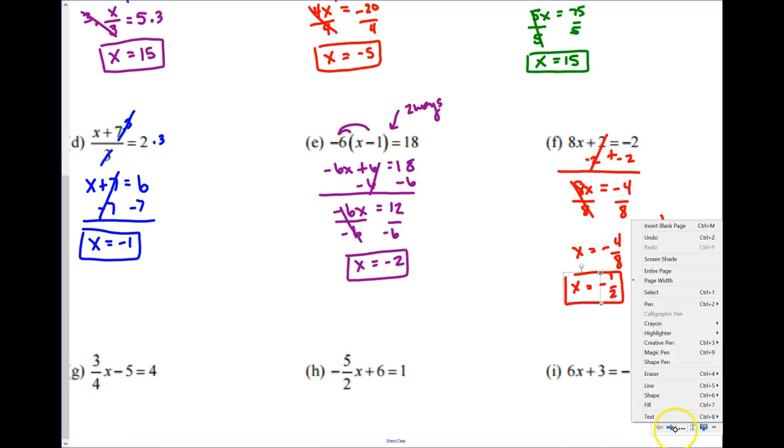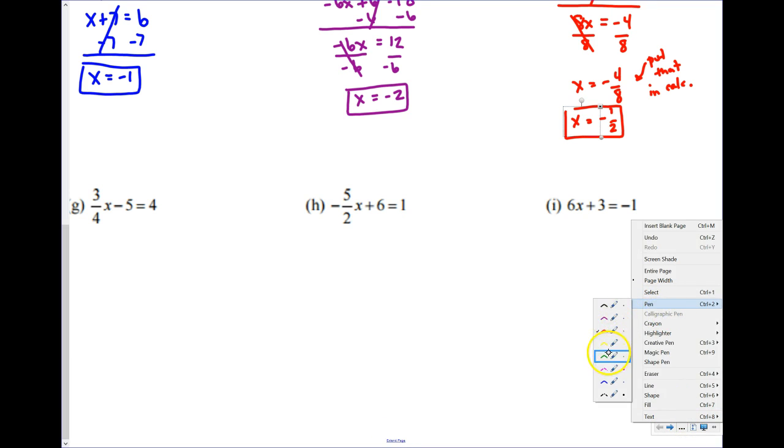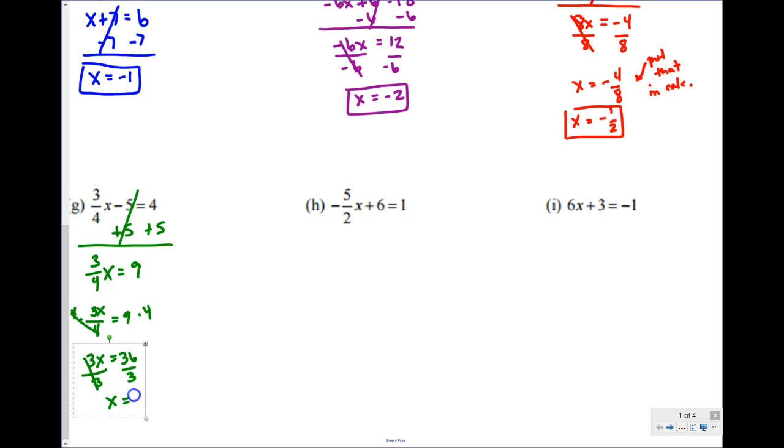Finally, the last one. I'm going to extend the page a little here. Give me some more room. Letter G, first step, add 5 to both sides. These cancel out. I get 3/4 x equals 4 plus 5 is 9. Now, what I'm going to do is this 3/4 x, I'm going to rewrite it as 3x over 4, and then I'm going to multiply both sides by that denominator to cancel it out. Then 3x is going to equal 36, divide both sides by 3, and x is going to equal 12.